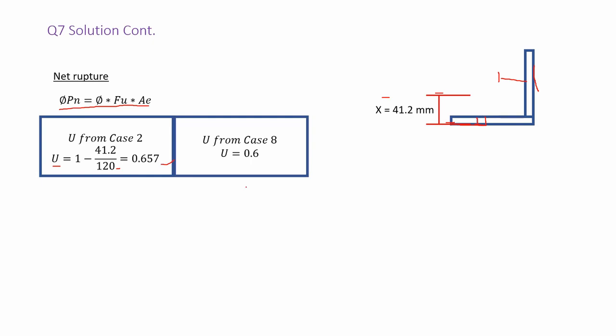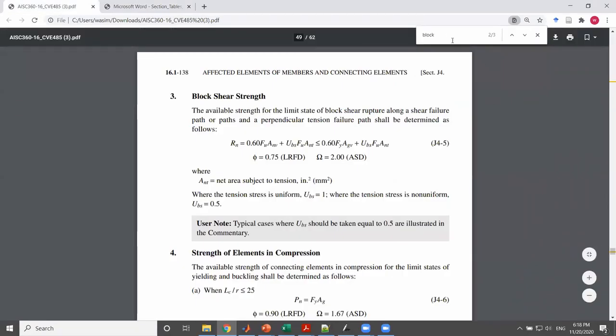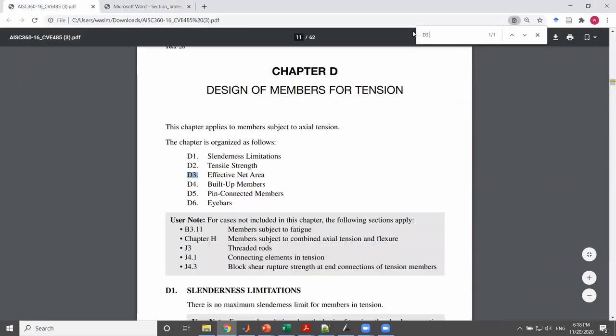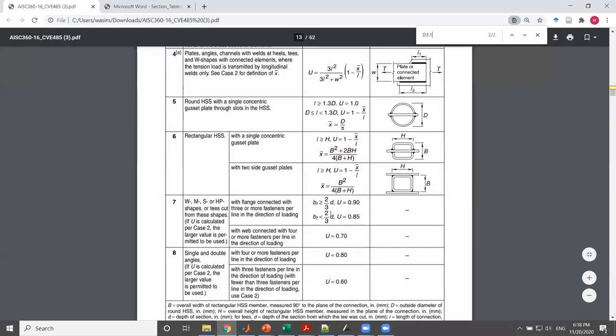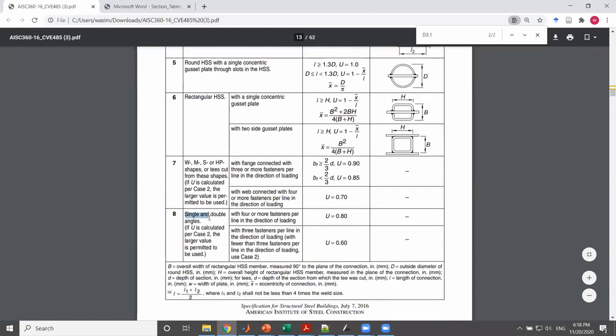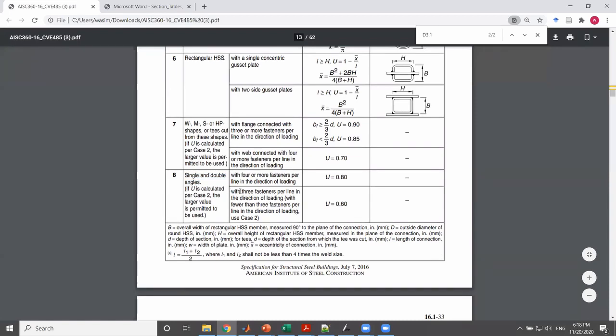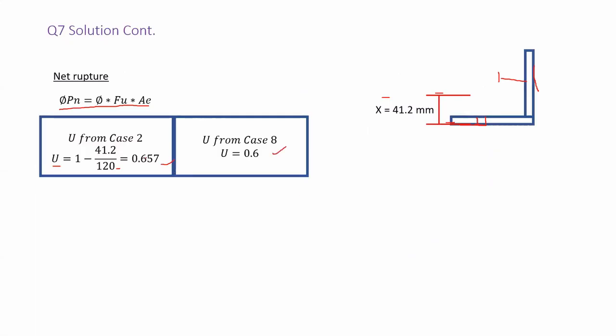Now, there is also something else that applies from the AISC Table D3.1, case number 8, single and double angles. So case number 8 actually applies for us. Here we have this condition with 3 fasteners per line in the direction of loading, and we actually have 3 bolts in line. So we have U given to us equal to 0.6. So I'm taking U as 0.6. Which one am I supposed to pick? I pick the biggest one, from case number 2.